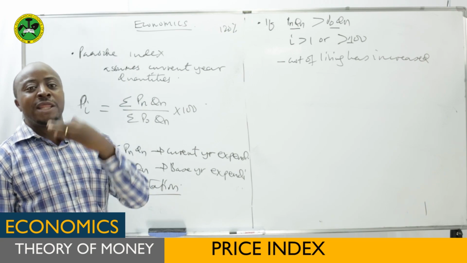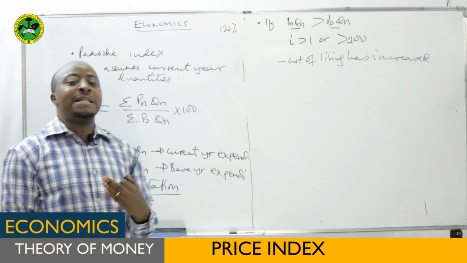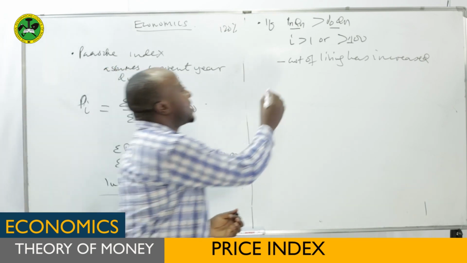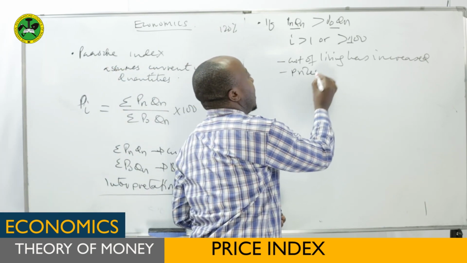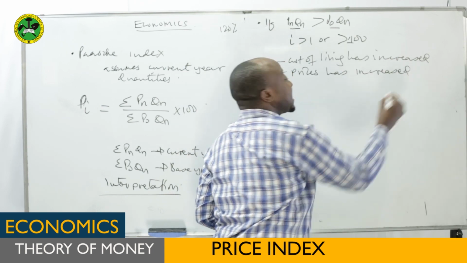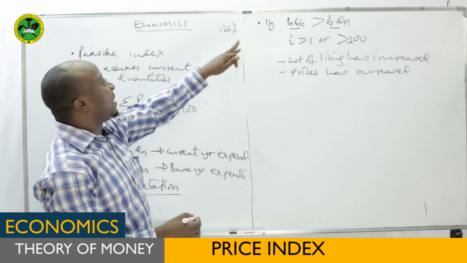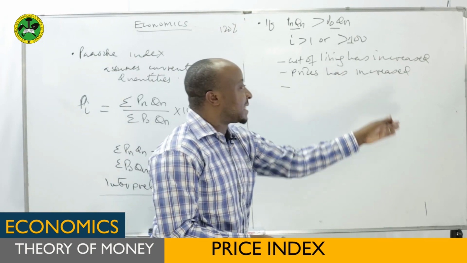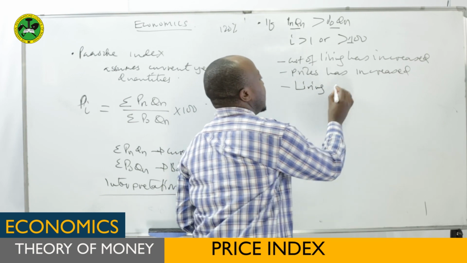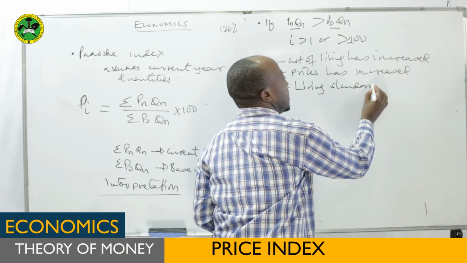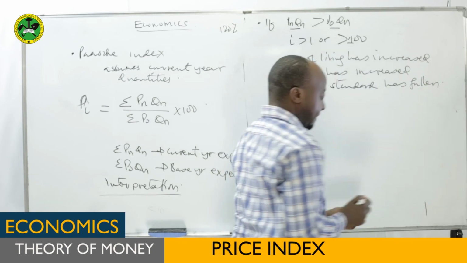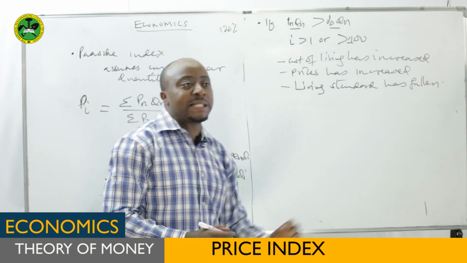Now mind you, when cost of living increases, it means consumers use more money. That means prices have increased, by the same rate, by 20% if it is 120. So prices have increased. Again, you can say living standard has fallen. By how much? By the same percent.